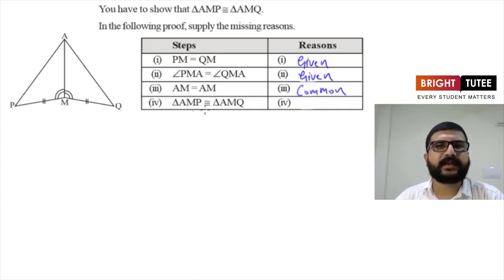So now triangle AMP is congruent to triangle AMQ, and in the reason we have to write the criteria by which these two triangles are congruent. Observe carefully what we are using here. We are using PM is equal to QM, angle AMP is equal to angle AMQ, and AM is equal to AM. So we are using two sides and the included angle. That means we can write SAS in the reason here, because we are using the SAS criteria to tell that these two triangles are congruent.